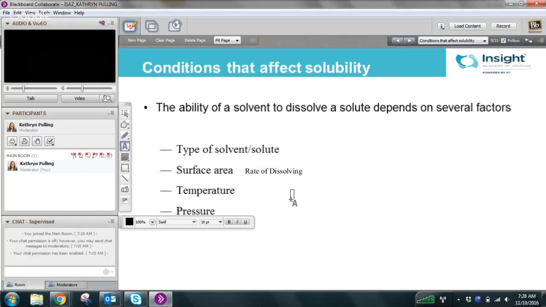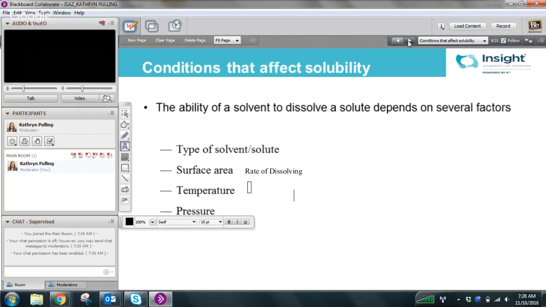Temperature also affects the rate of dissolving and how much. Right? Warmer liquids can dissolve more than cold liquids. Right? They also tend to dissolve things faster. And again, this is something that you will see and observe in your lab, this unit. And then the last thing, pressure. So the more pressure you put on a substance, the more it will either dissolve or not dissolve something.